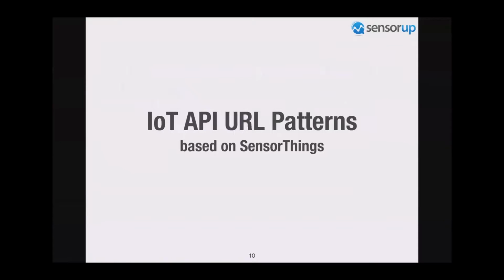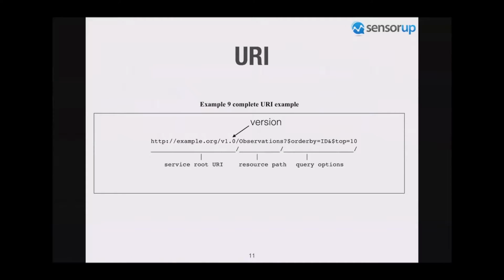After the common control information, let's dive into the URL patterns. There are 7 different patterns. The first one is the root URI. So we have the service root URI, and then there's a version number, version 1.0. And after that, there's a resource path, which allows you to link to a certain entity set. And after the resource path, you can put a question mark and put your query options there.